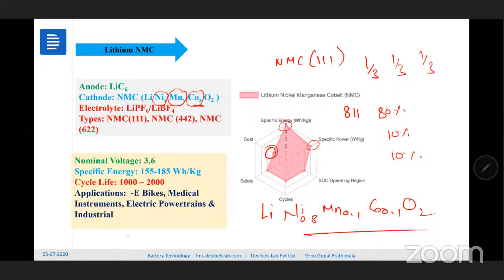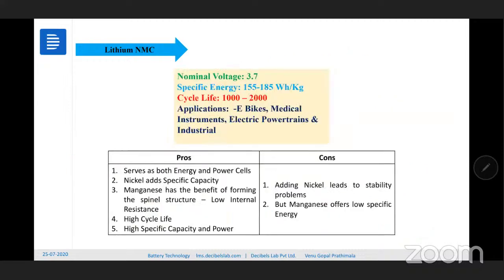Now, as we are using nickel, which is not that toxic compared with cobalt, this particular cell is less toxic. As we are using a smaller amount of cobalt, let's say 10%, the toxic levels have decreased. It has a high cycle life of 1,000 to 2,000 cycles. This application can be seen in e-bikes, some medical instruments, electric powertrains, and industrial applications. Adding nickel also gives high discharge rates, so we can use them in hybrid electric vehicles also.